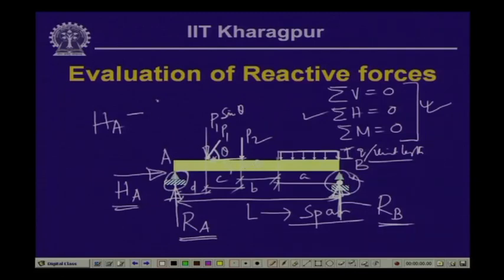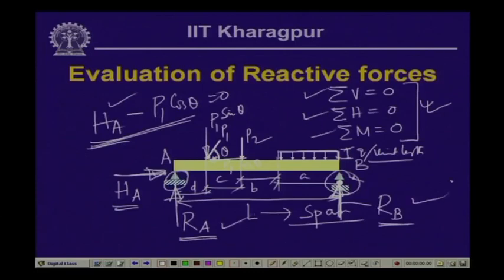So, H A minus P 1 cos theta equals 0, meaning the direction of H A is in the positive x direction and P 1 cos theta is in the negative x direction. That is why this minus sign comes in. So, this gives us the value of H A. Likewise, we can take the help of the other two equations to evaluate R A and R B. Once we know the support reactions, we can calculate the other internal forces as well as we desire.